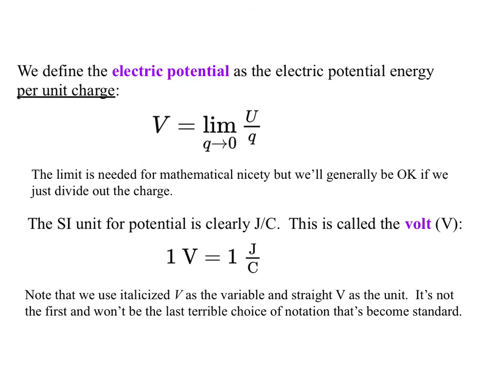Note that we use the italicized V as the variable, and we use the straight V as the unit. It's not the first, and it won't be the last terrible choice of notations, especially in electricity. So you'll just have to get used to it from context and keep track of it that way. It means, especially when you're doing things by hand yourself, be really careful before you start canceling things out. Or follow my general advice, which is do everything symbolically until the end, and then start plugging in numbers. But that's sort of up to you.